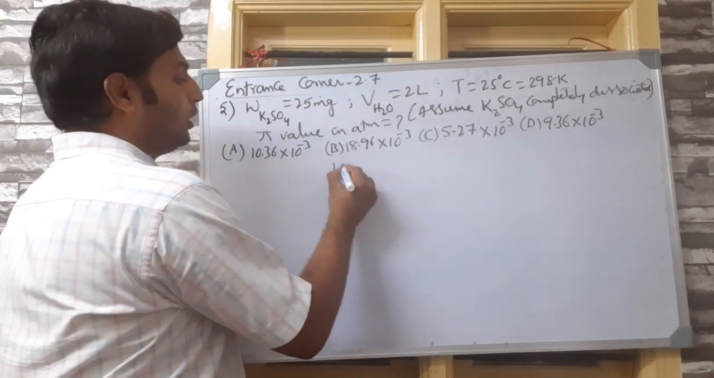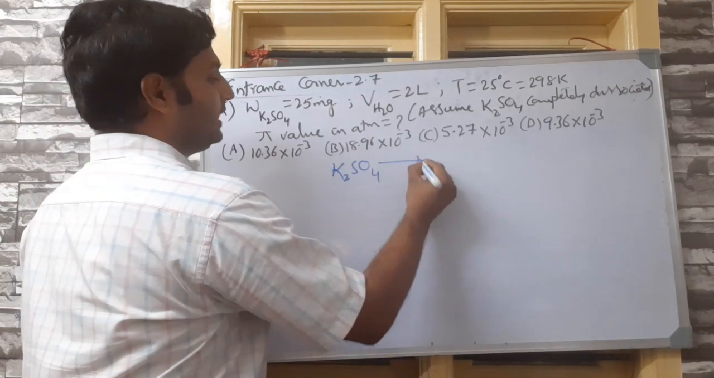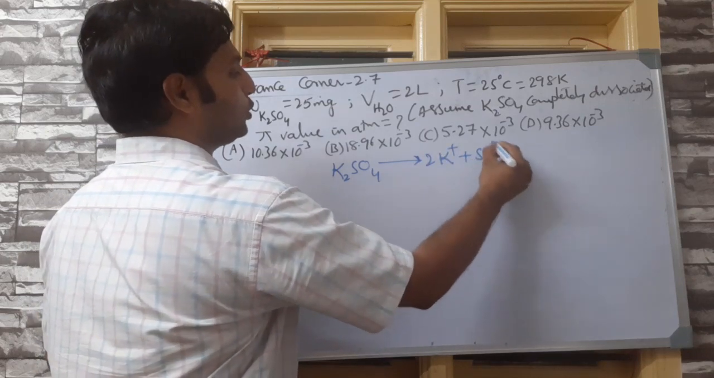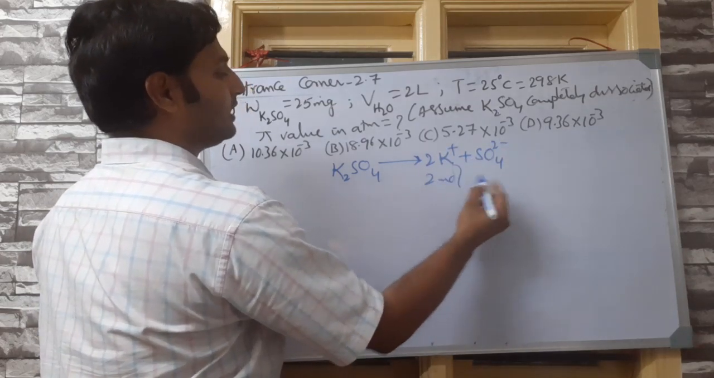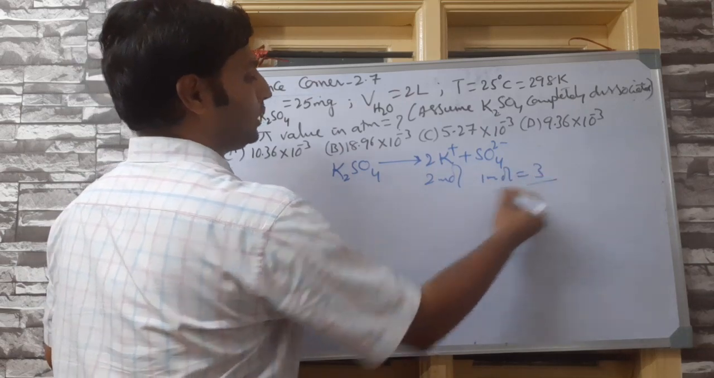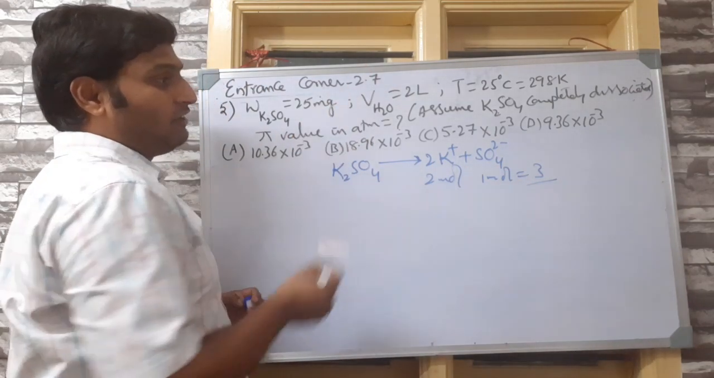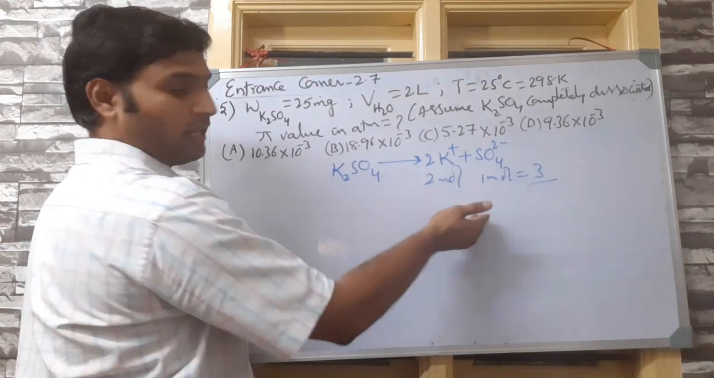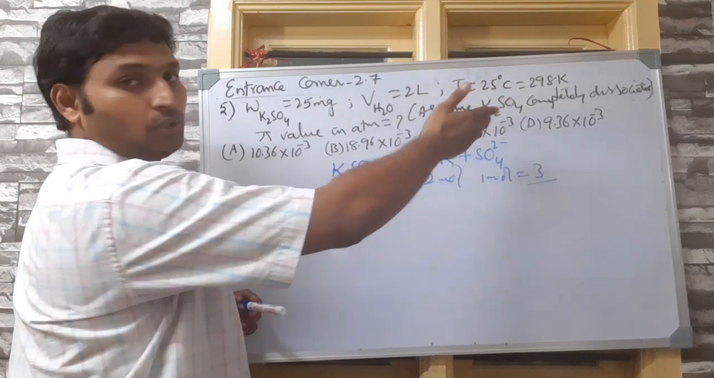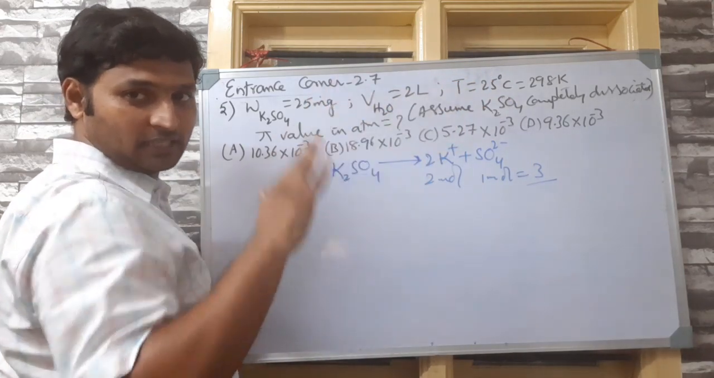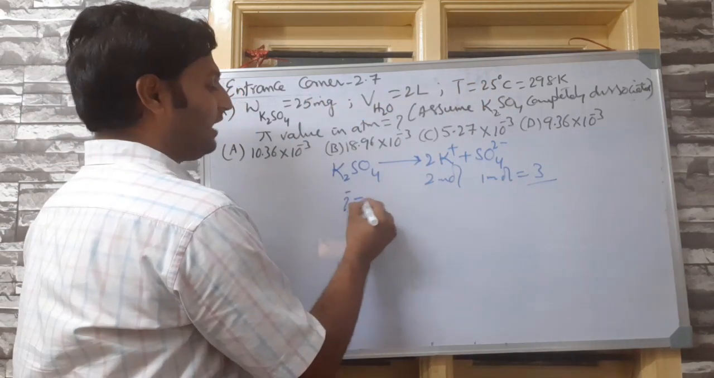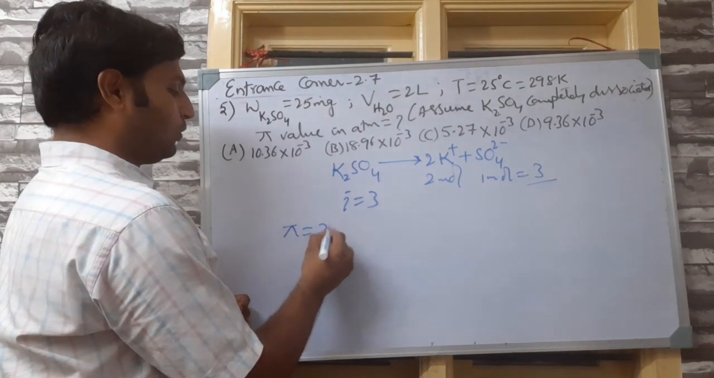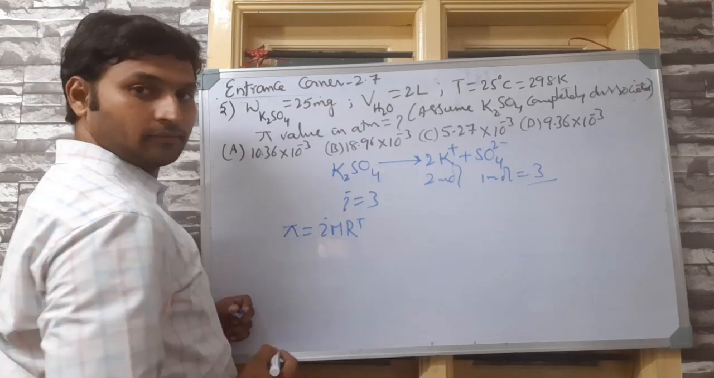Now, potassium sulfate dissociates as 2K+ and SO4 2-. That means 2 moles of cation, 1 mole of anion, so totally 3 moles. Now, if dissociation was less than 100%, then the value of Van't Hoff factor would have been less than 3. But he is asking you to assume 100% dissociation. That means the i value will be 3. Now you want pi is equal to iMRT directly.